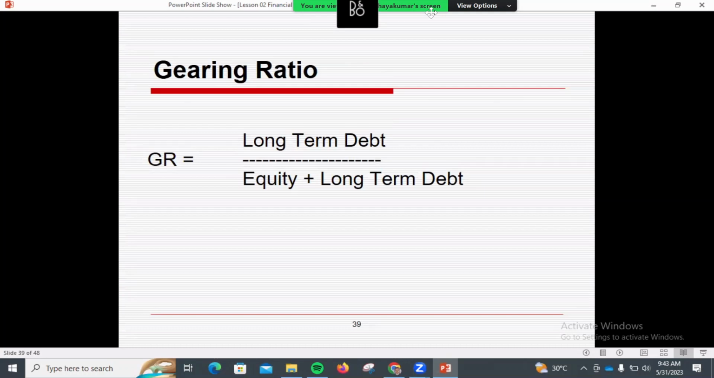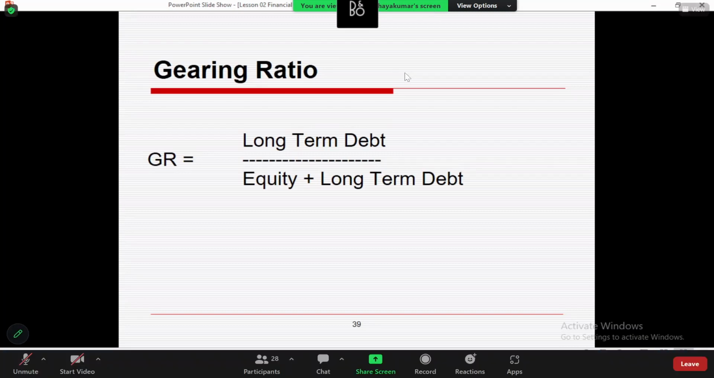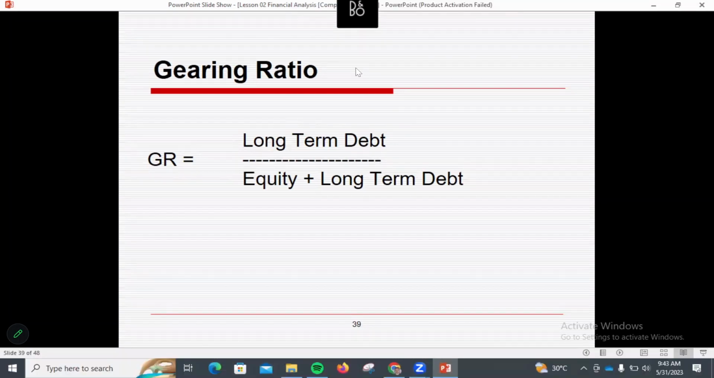Then another second version is given as the gearing ratio. In the gearing ratio, only long-term debt is used. In the previous one, total debt meant long-term debt, preference capital, and short-term debt also, current liabilities. Here, the long-term debt is taken. The denominator would be the total equity plus long-term debt. Out of the total, how much is debt? Long-term debt.